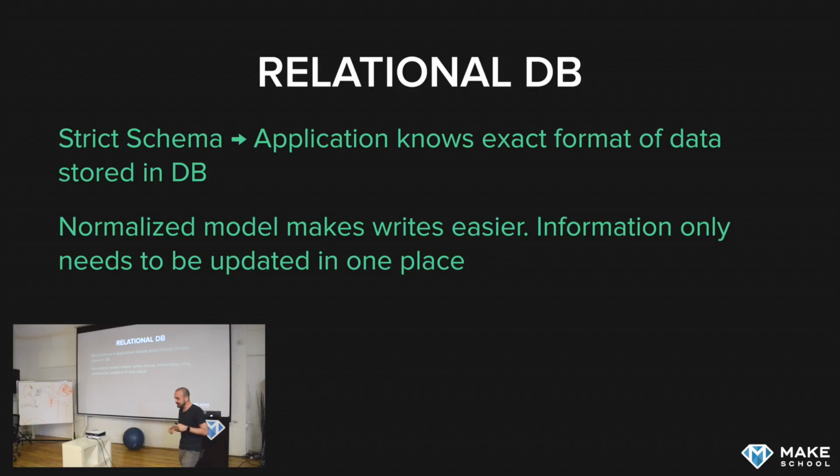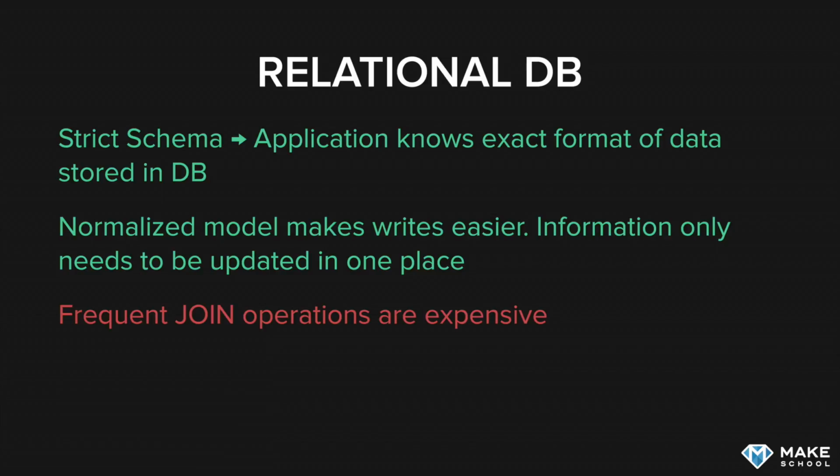makes writing to the database easier. So if I want to update a username in this application, I only have one single place in the users table where I have to go in and change the record. We'll see in a document-based database that is strongly denormalized, we actually have to update usernames in multiple places in some cases. So the upside of this model here is we don't have redundant information. That means if we want to do changes to information, we only have to do it in one place.